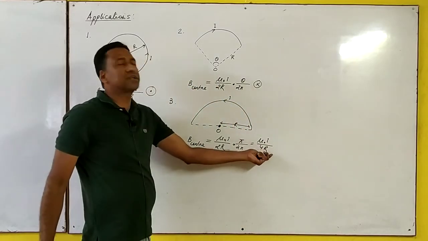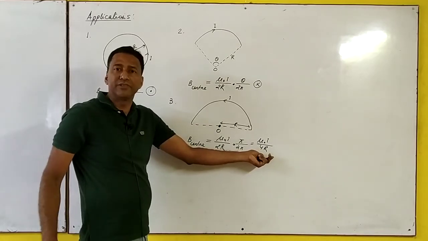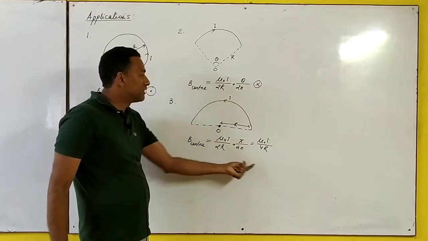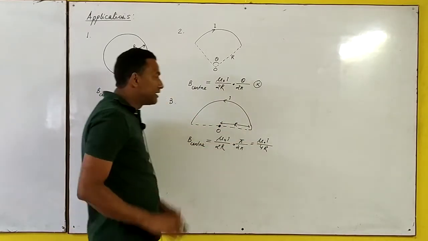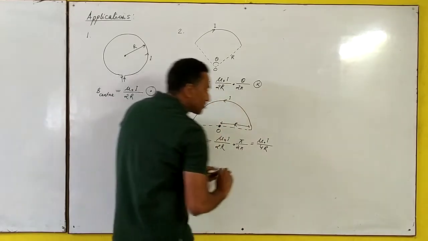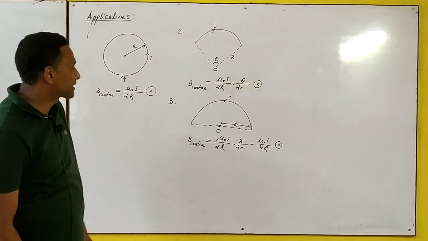I recommend this particular formula also you need to memorize, because we have to directly use these values in the numericals. So the magnetic field at the center, if it is a semicircle, is mu naught I divided by 4R. Direction: curl your four fingers along the direction of current flow. The magnetic field is coming out of the page. So that is how you need to get the direction of the magnetic field.